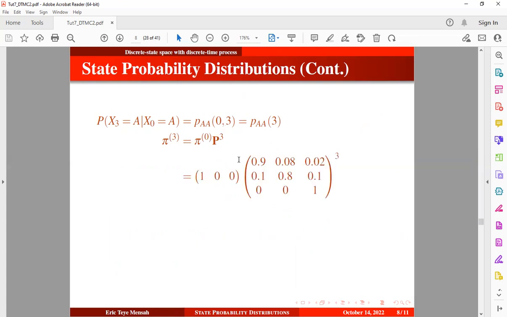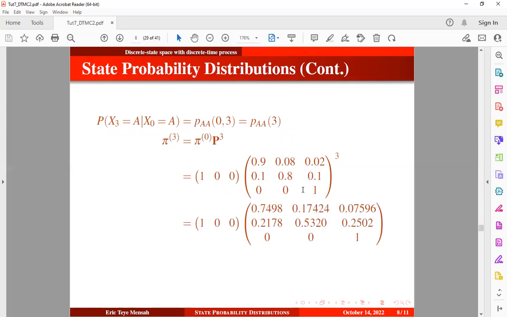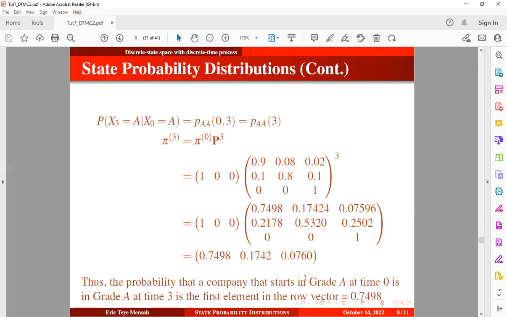And now we can take the cube of this transition probability matrix to obtain this. Okay, so we can use a calculator to get this. And once you multiply row by column, row by column, row by column, you're going to obtain this. Okay, so the probability that a company that starts in grade A at time 0 is in grade A at time 3 is going to be the first element in the row vector, which is 0.7498. So the probability that a company that starts in grade A at time 0 is in grade B at time 3 will be that, and is in grade D at time 3 also will be that.